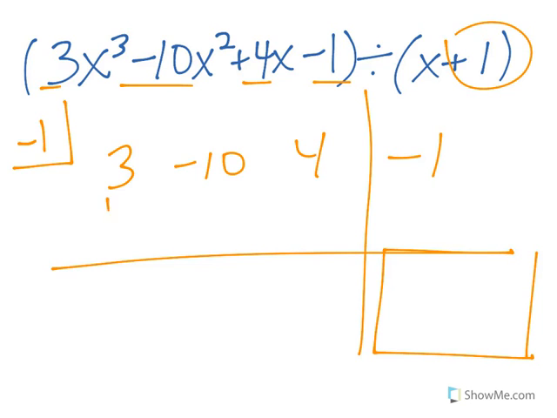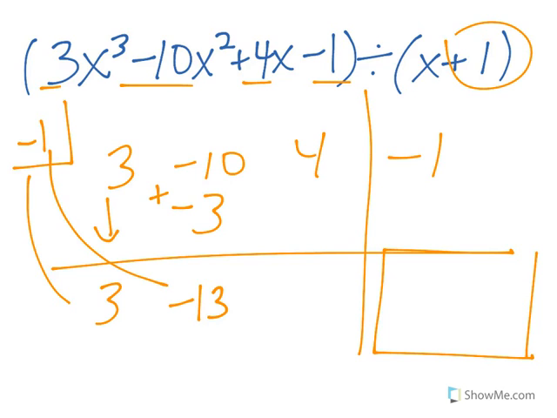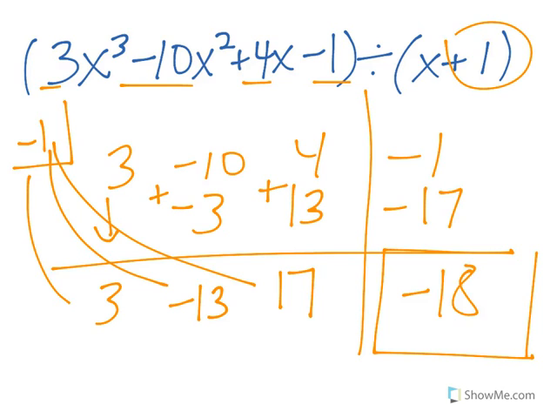So now we bring down the 3, and we have 3 times negative 1, and we get negative 3. Negative 10 plus negative 3 is negative 13. Negative 1 times negative 13 is positive 13. And we end up with 17. Then we do it again. Negative 1 times 17 is negative 17. And we end up with negative 18. Negative 18 is our remainder.